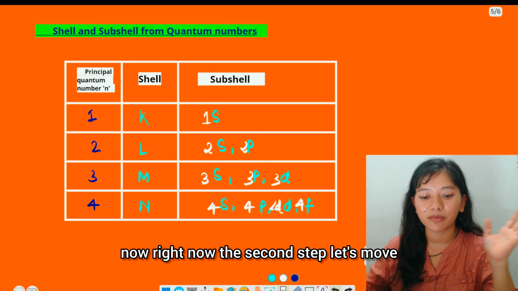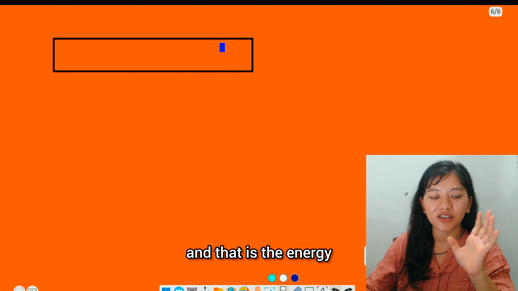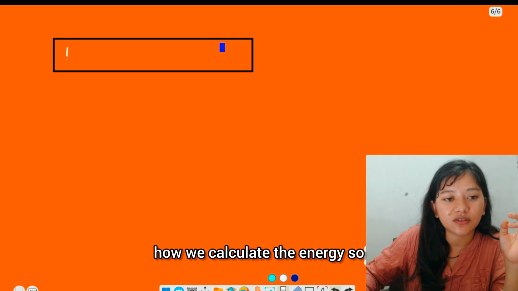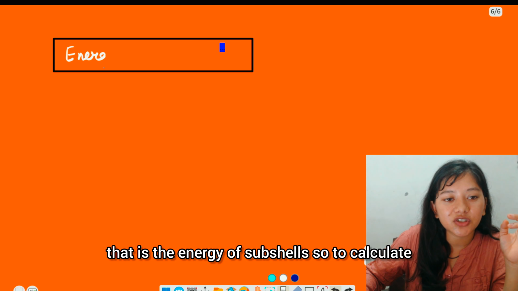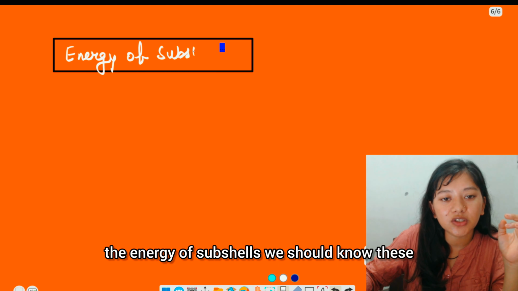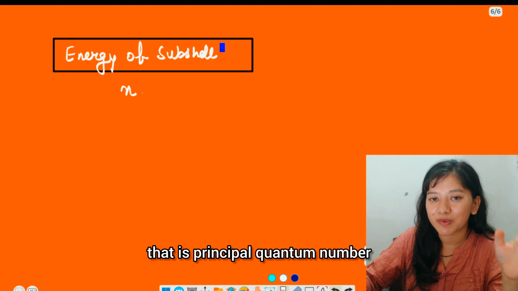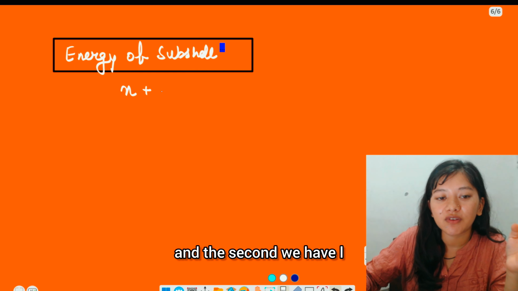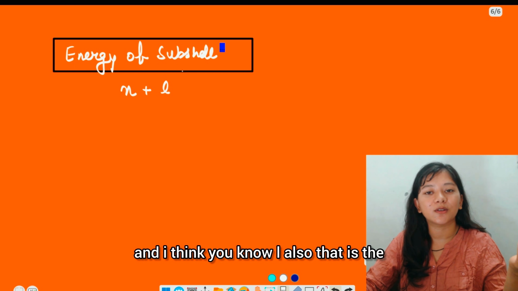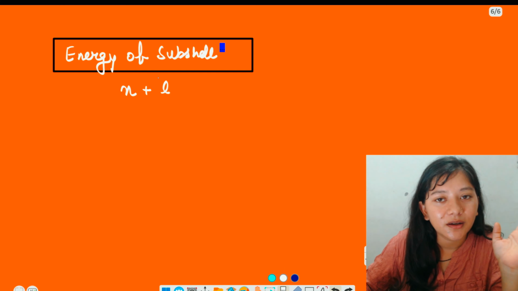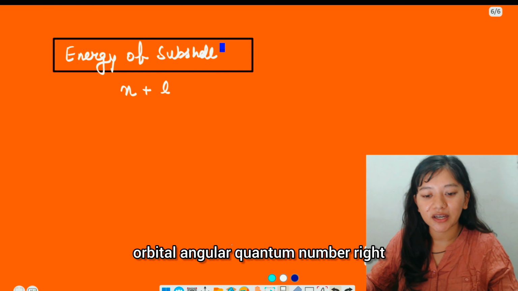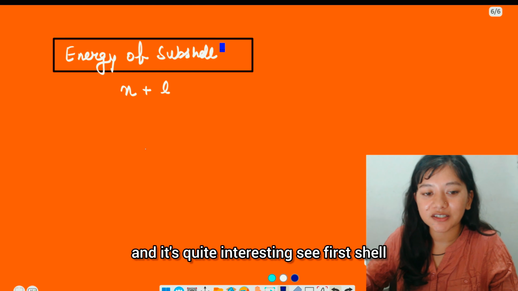Now let's move to the second step, and that is the energy. How do we calculate the energy of subshells? To calculate the energy of subshells, we should know these 2 things. One we call N, you know N, right? That is the principal quantum number. And the second is L, and I think you know L also, that is the orbital angular quantum number, right? Let's start this one, and it's quite interesting.